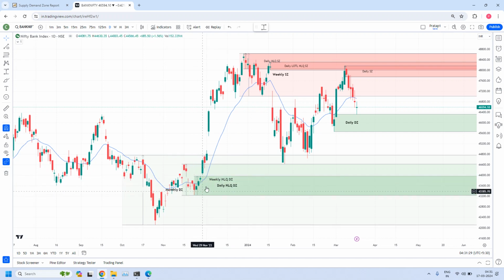Because the daily is inside weekly, weekly is inside monthly. But this is not good enough. While fine tuning, if this zone is having order flows, then only we consider this a good zone. Otherwise, we know when a zone will be violated.